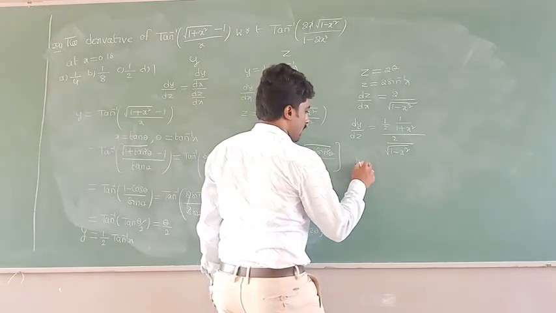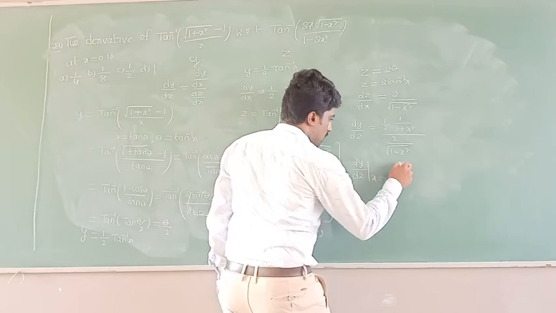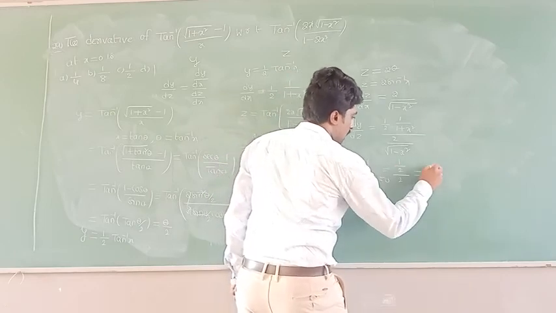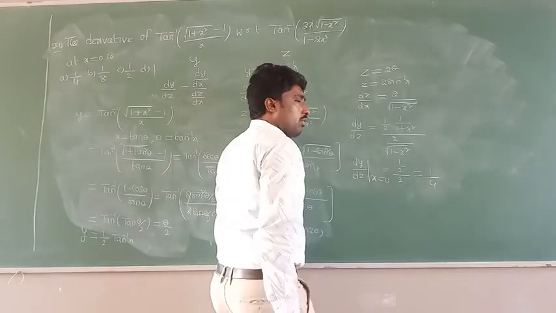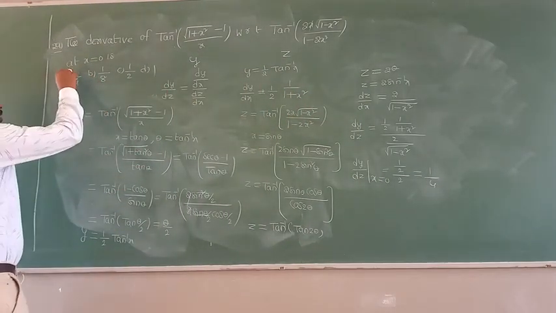If I substitute it, dy by dz at x equal to 0, what do you get here? 1 by 2 by 2. So what am I getting here? Finally 1 by 4. Now all of you check the options here. Option A is the correct answer.